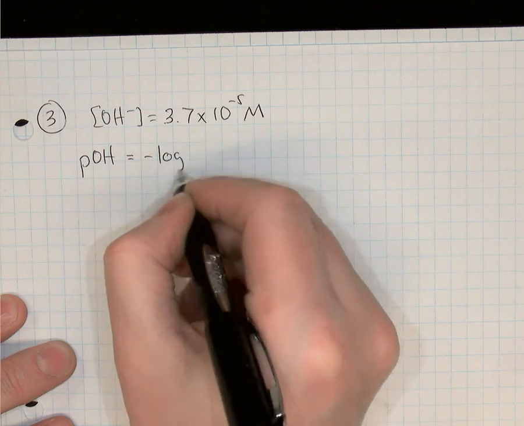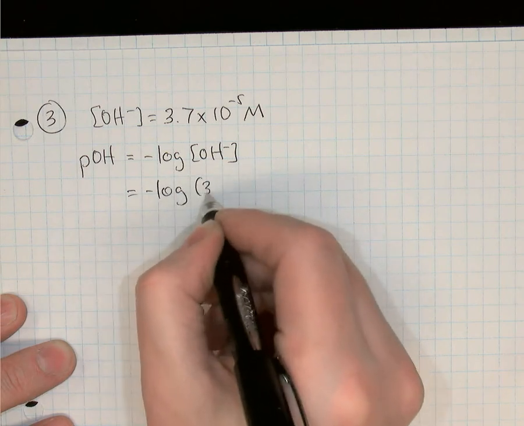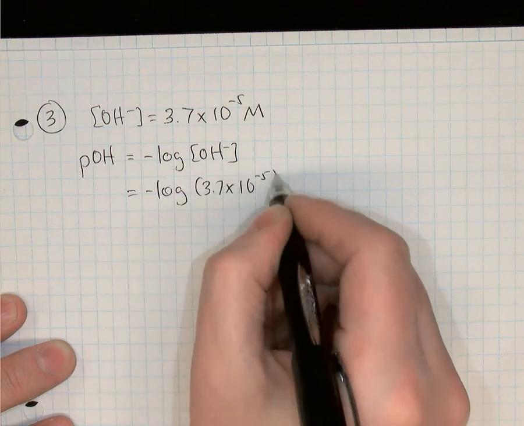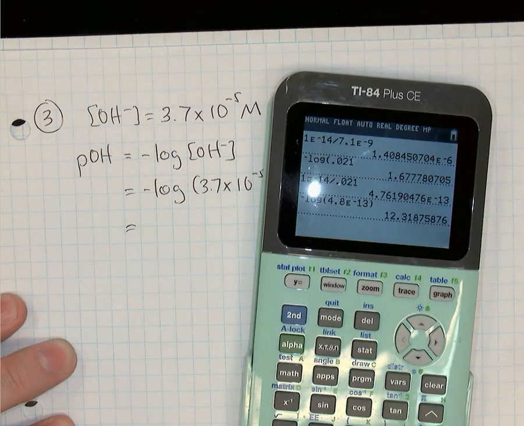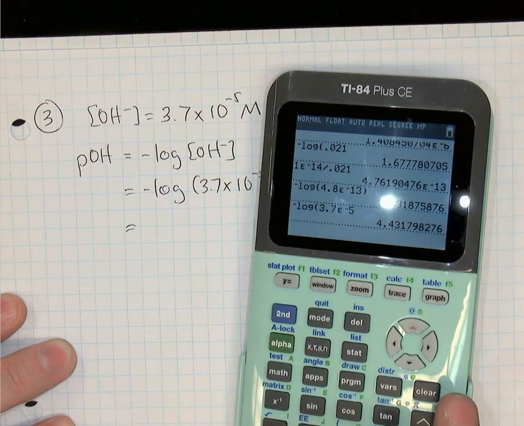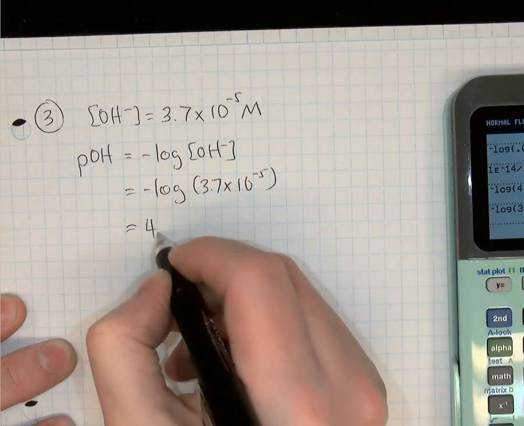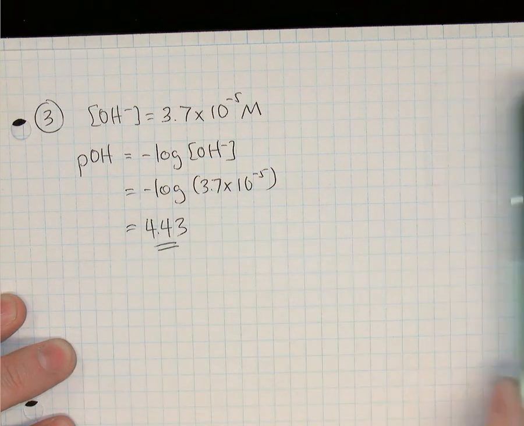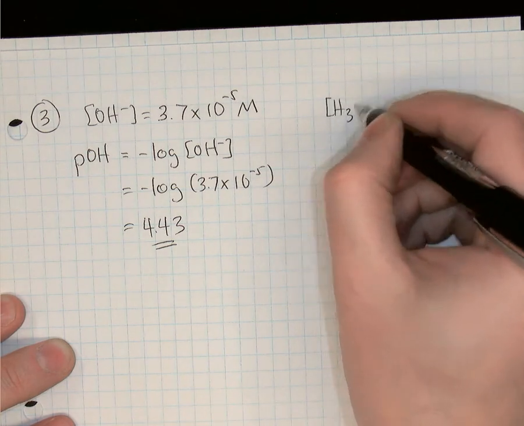pOH is the negative log of the hydroxide concentration, the negative log of 3.7 times 10 to the minus 5 molarity. On my calculator, negative logarithm of 3.7 times 10 to the power of negative 5 equals, keeping two decimal places again, 4.43. 4.43 is my pOH.